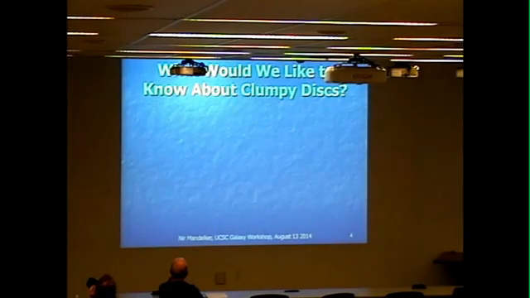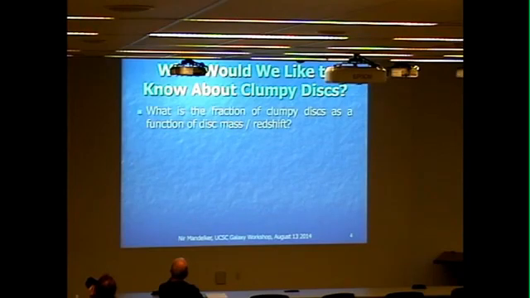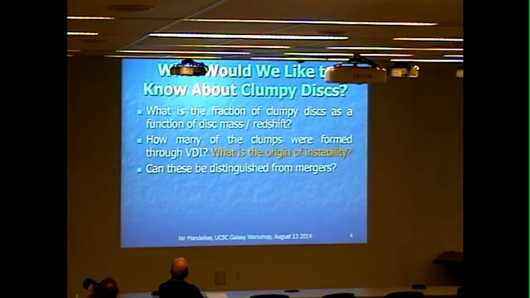So what would we like to know about clumpy disks if we could get everything that we wanted? Perhaps the most basic observational question is, what is the fraction of clumpy disks as a function of disk mass and disk redshift? Yicheng will discuss that in the observations in the next talk. We would also like to know how many of the clumps were formed through VDI, and more fundamentally, physically, what is indeed the origin of the instability?